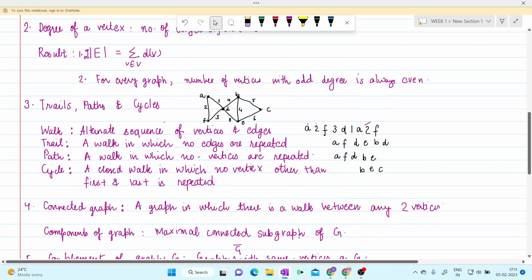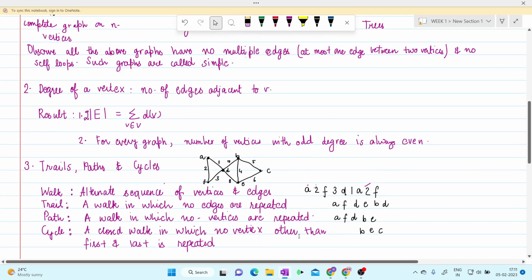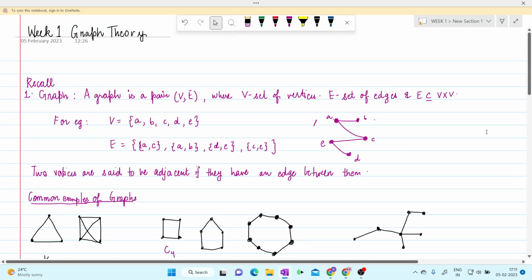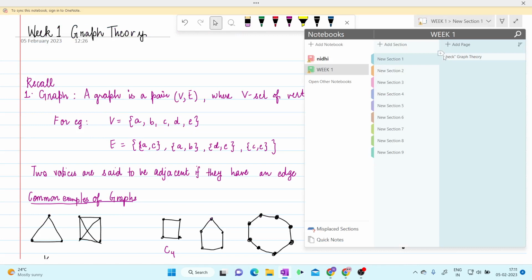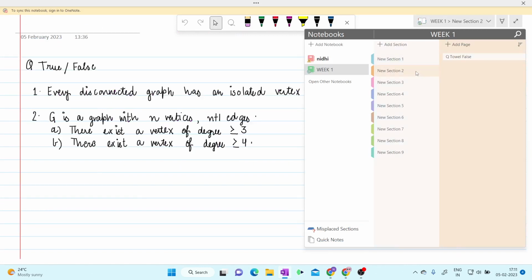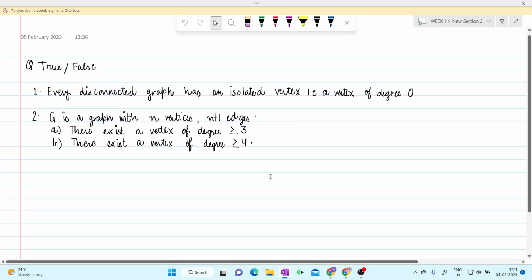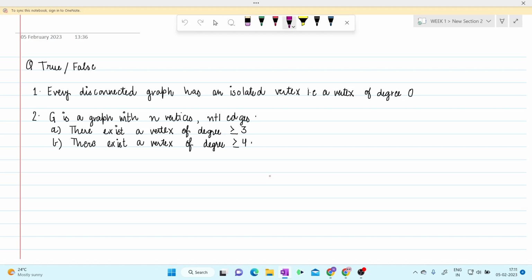Okay, so this was the first few lectures. Now let's solve some questions regarding these. The first question is true false. The first statement is that every disconnected graph has an isolated vertex. So what do you think? Is it true or false?